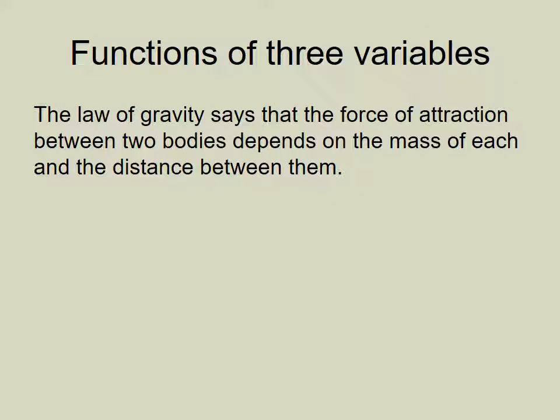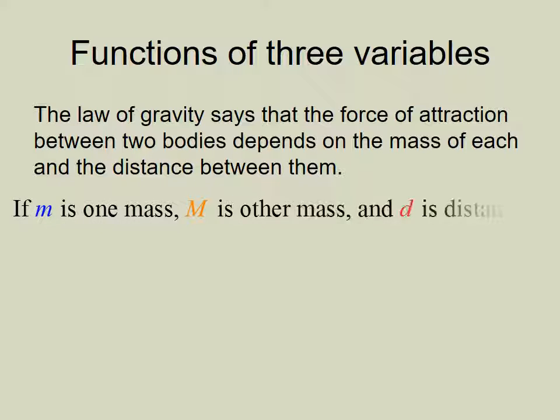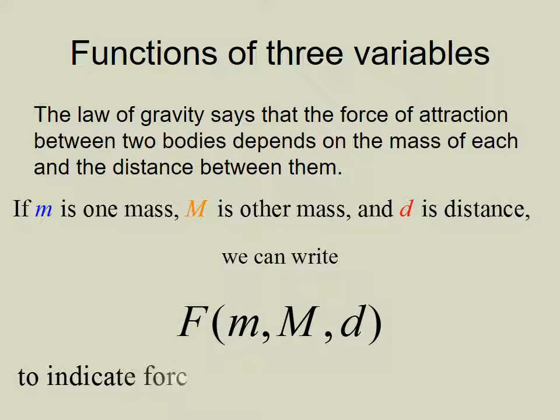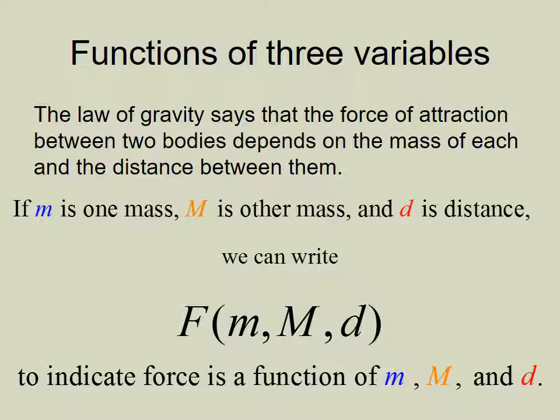In physics, the law of gravity says that the force of attraction between two bodies is related to the mass of each one and the distance between them. If we use a lowercase m for the mass of one and a capital M for the mass of the other, and d for the distance between them, then F is a function of lowercase m, capital M, and d. So we have a function of three variables.